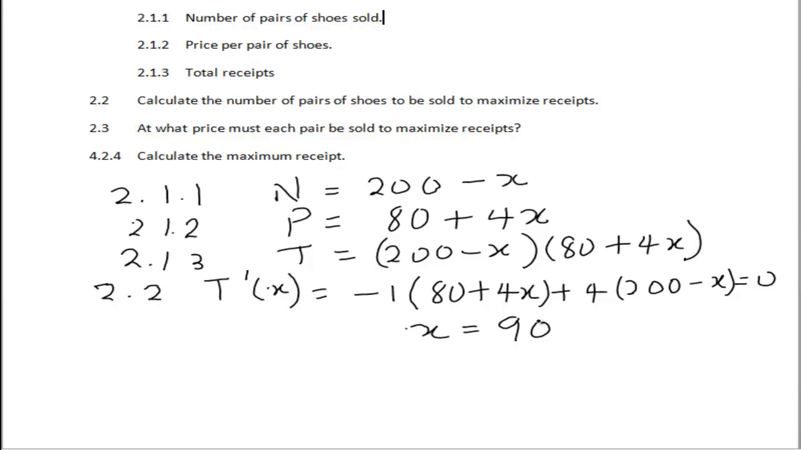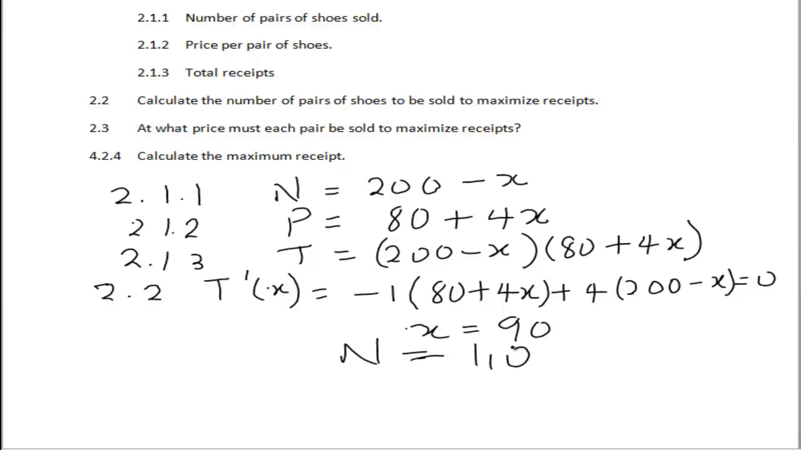Now what they required was to calculate the number of pairs of shoes to be sold, and so the number of pairs of shoes to be sold will be 200 minus x, so that would be 200 minus 90, which is 110.